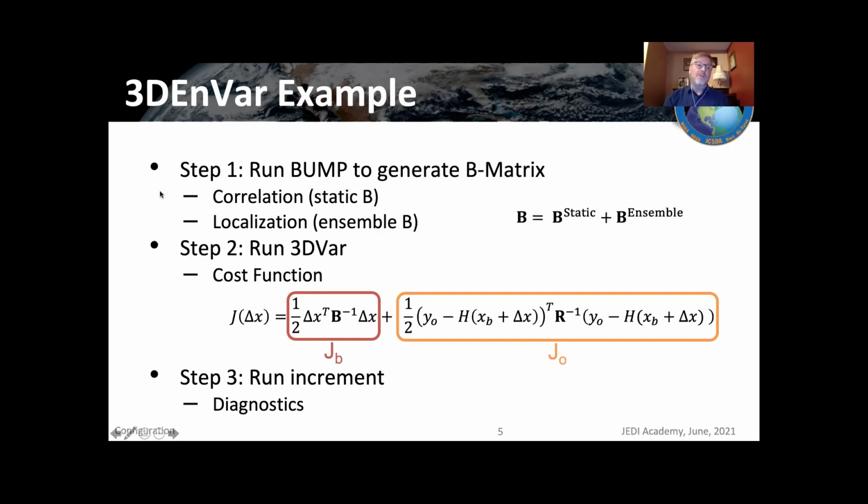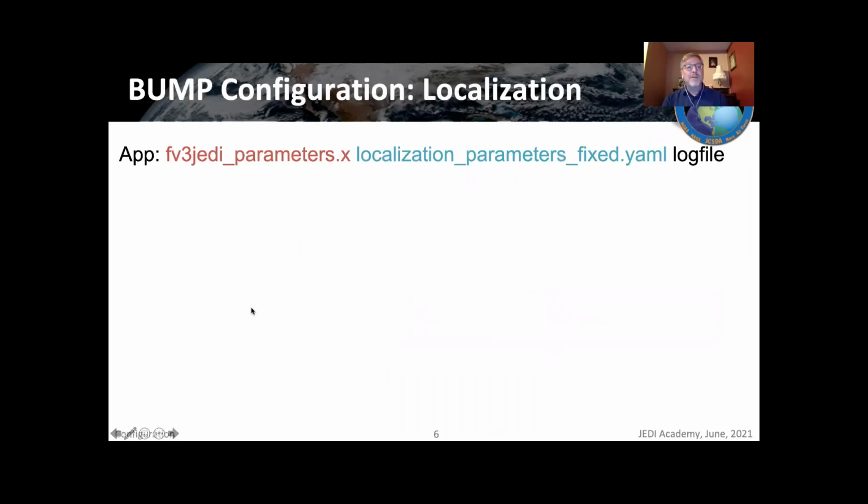So the basic steps that you go through in 3D-Var are: first you run BUMP to generate a B matrix, then you run the 3D-Var, which is utilizing this B matrix on the model side. And then you run an increment and get diagnostics. And we'll see this later in the week when we start talking about the models and do the activities related to those. So the first application is the thing that creates the B matrix.